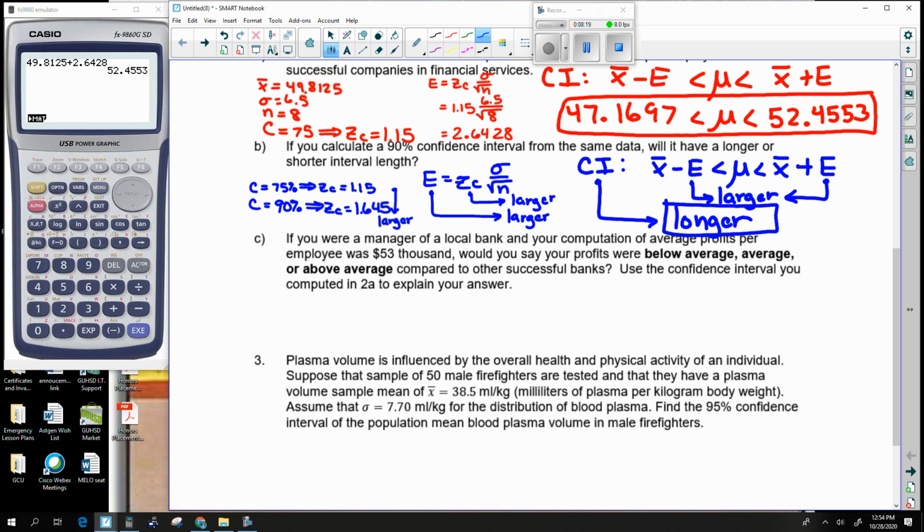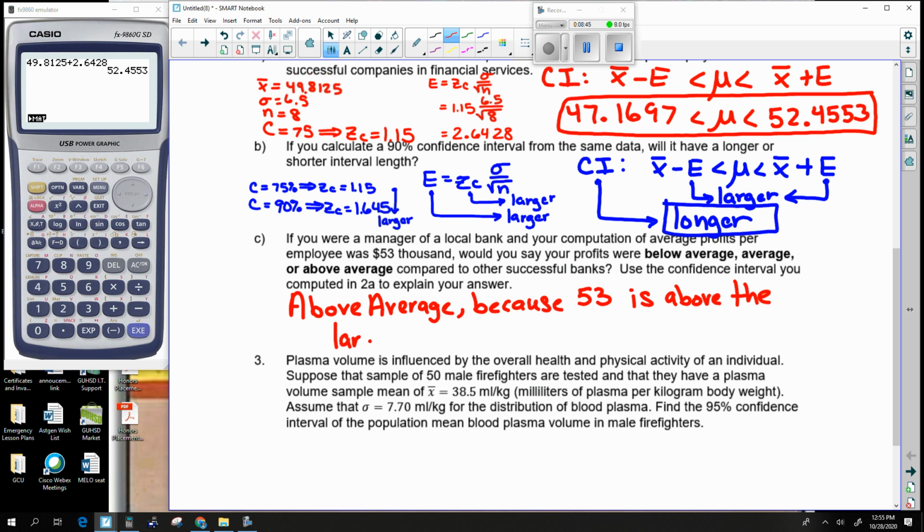Okay. And then the last one is what type of average is 53? So I see 53 is above the 52. So this is going to be above average, because 53 is above the largest average of 52.4553.